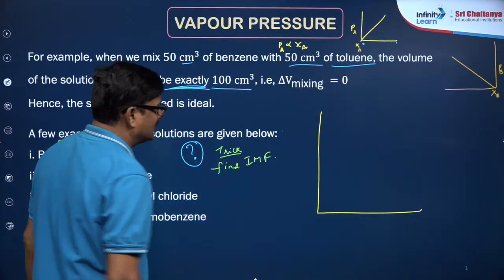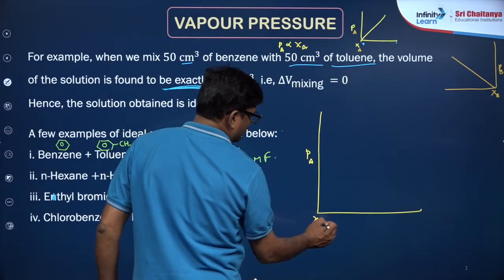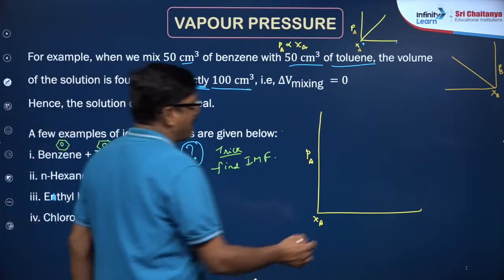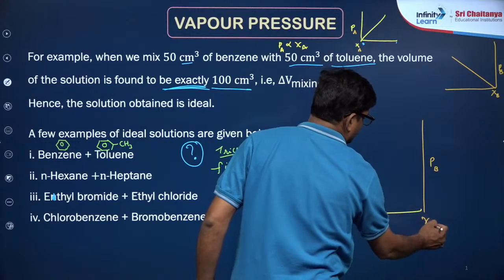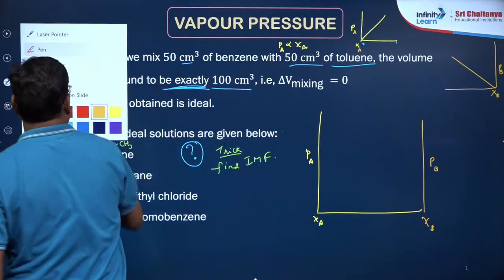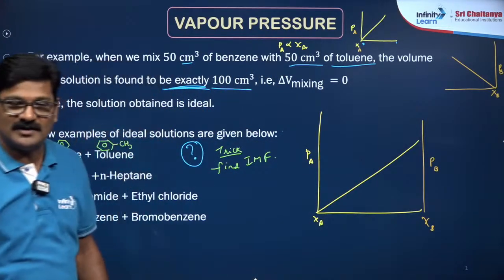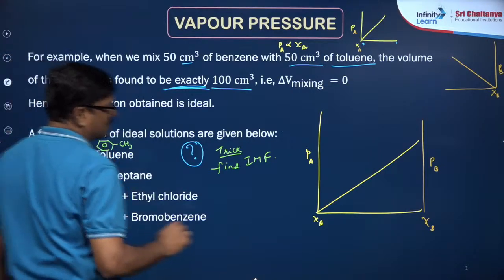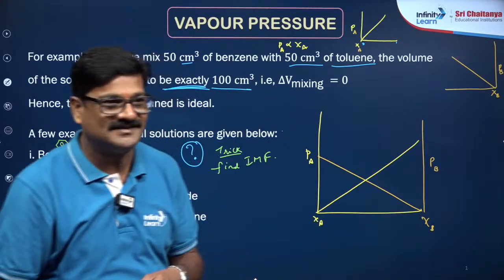It is like this, so that it is coming PA and mole fraction of A, right? And you can have PB and mole fraction of B. So, PA increases as mole fraction of A increases, and PB increases as mole fraction of B increases. Now we understand?